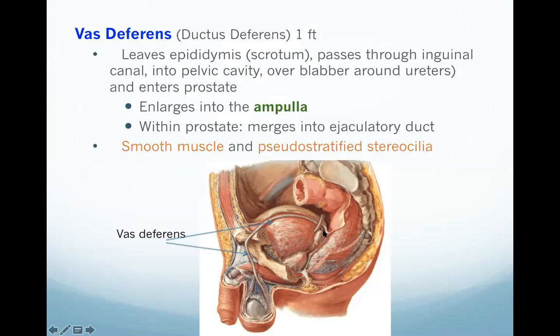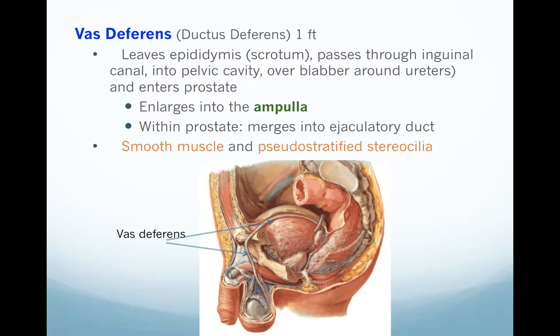Back here, we're going to have the vas deferens enlarge a little bit into what we call the ampulla. And then it's going to join into the prostate with these two large lateral glands called the seminal vesicles. Okay? So it's going to enlarge into the ampulla and then it's going to merge within the prostate along with the seminal vesicles. It's made up of, like I mentioned, a lot of smooth muscle to help allow for peristalsis.